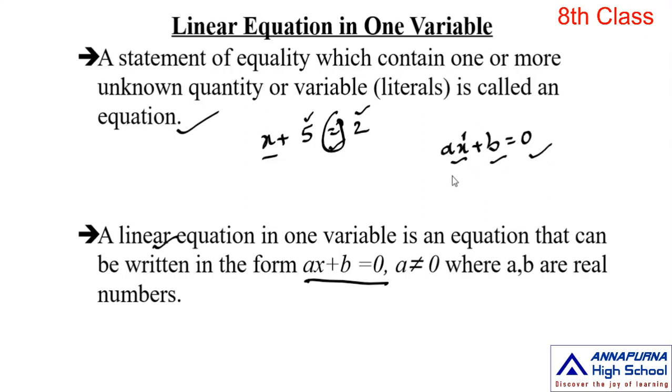So it is a linear equation. A linear equation in one variable is an equation that can be written in the form ax + b, a not equal to 0, where a, b are real numbers. So this is the linear equation in one variable. In this standard we take only linear equations in one variable.